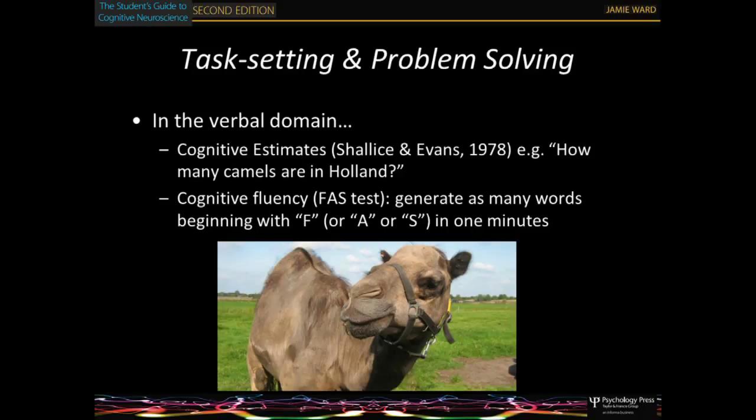So again, the point here is that if you think about the distinction between automatic and controlled behaviour, there is no automatic answer to that. It's not something that anybody would have reasonably learnt in school. So in order to get a reasonable answer, you have to engage in some kind of problem solving. Camels are not native in Holland. There are probably some camels in zoos. How many zoos are there likely to be in Holland? How many camels are there likely to be in a zoo? So you can probably get to a reasonable answer.